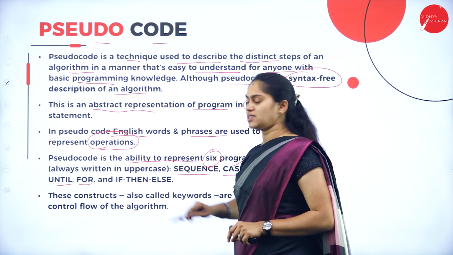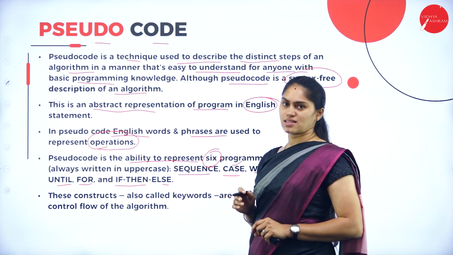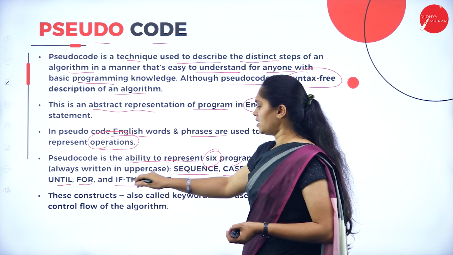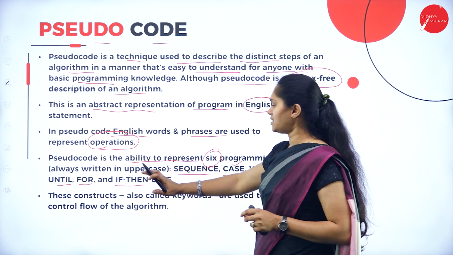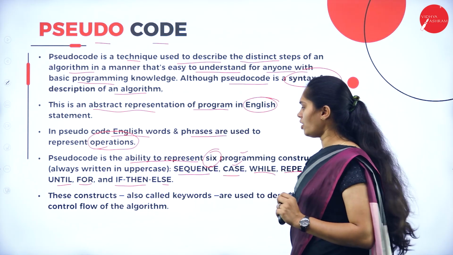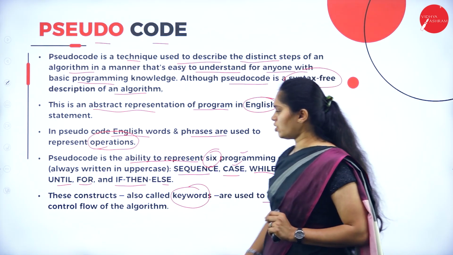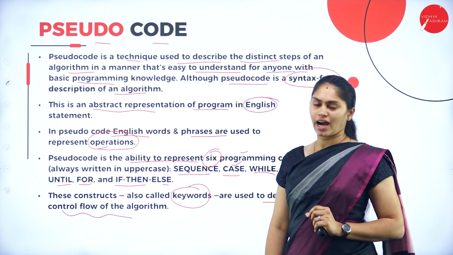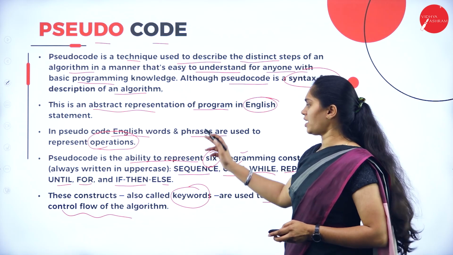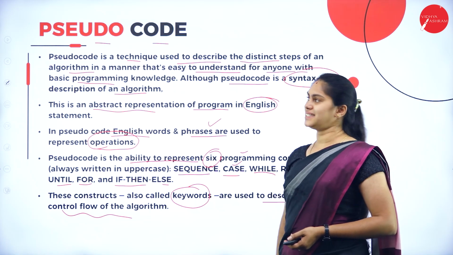When we have a fixed number of repetitions, at that time we use the for loop. And if then else: if this condition is true, then that will be followed or happen. That is if then else. So all these 6 programming constructs can be represented with the help of pseudocode, and we also call all these constructs keywords. Mainly it is used to describe the control flow of an algorithm. By making use of all these control flows, we can represent the algorithm using English and other phrases. So you got to know the basics of pseudocode.